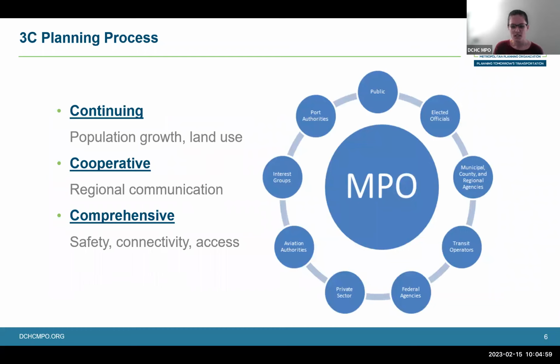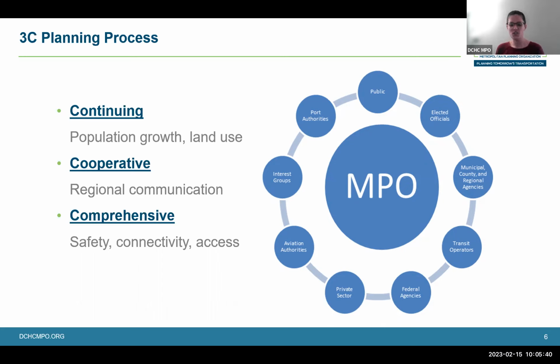So the 3C process they were talking about earlier: continuing, cooperative, comprehensive. Continuing has to do with the population growth and land use. So one of the major things today is making sure that what's happening out there land use wise is actually working in tandem with the transportation plans that we're trying to set forth. So if you don't have good land use planning to say, for example, how large is a road? Can a bus fit down that road? If you're not planning for the size of certain things like that, then it doesn't really work for the transportation that you generally want to be put in place.